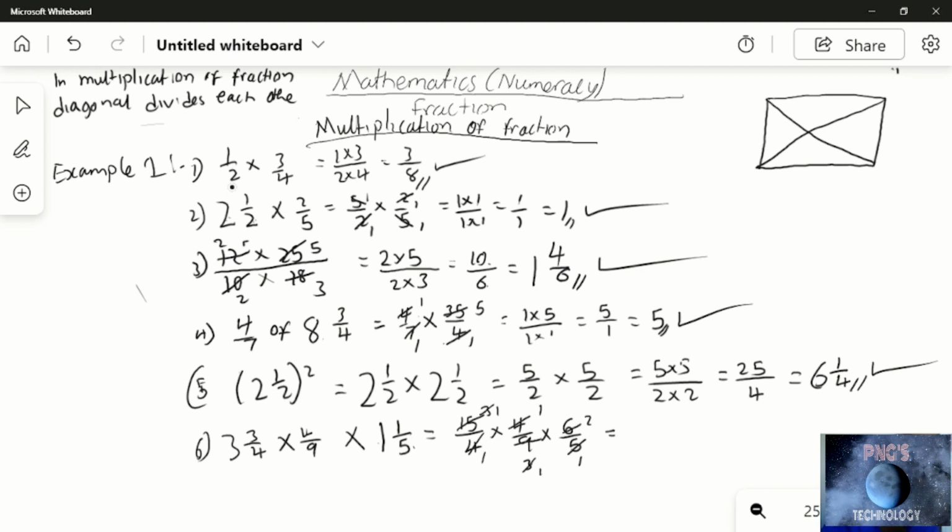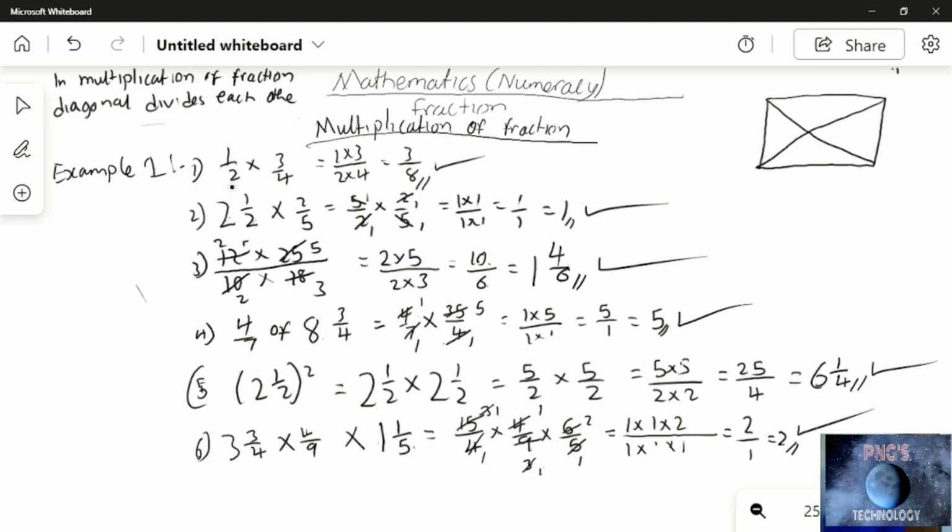So what do we have left? We are left with 1 times 1 times 2 for the numerator. For the denominator, we are left with 1 times 1 times 1. So 1 times 1 times 2 is 2, all over 1 times 1 times 1 is 1. So 2 over 1 is 2. And that's our final answer, and that's correct.